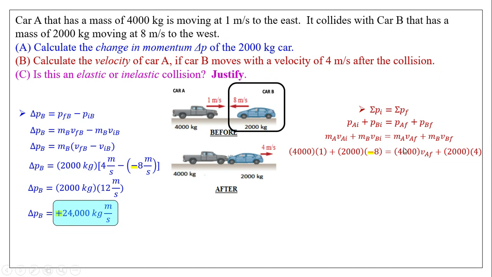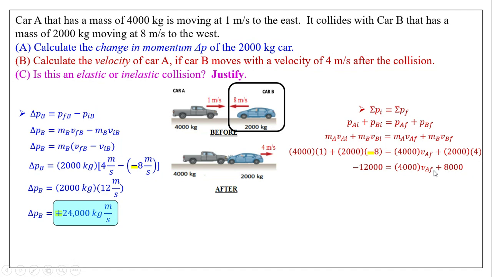All right, on the right side, MA is just 4,000, VAF I don't know, VB I do know, which is 4,000. VBF is given as positive 4 in the diagram, once again, because it's ricocheted to the right, and right is positive. If we clean this up a little bit, on the left side, it reduced down to negative 12,000. On the right side, we have 4,000 VAF plus 8,000.